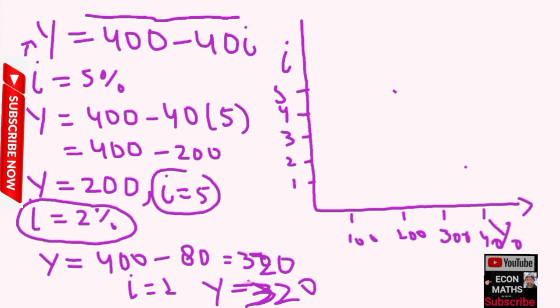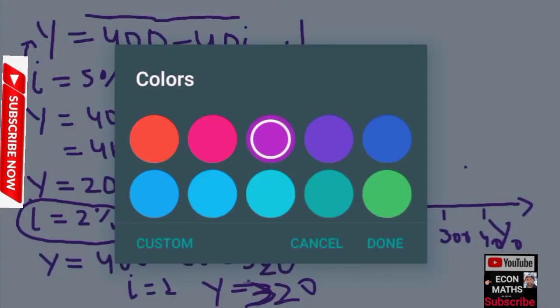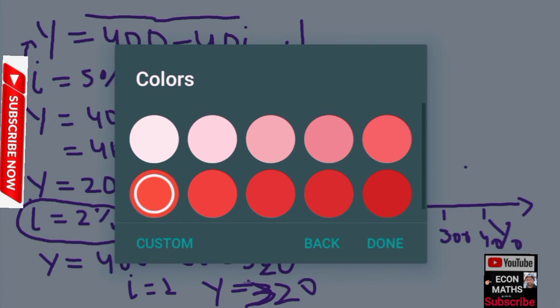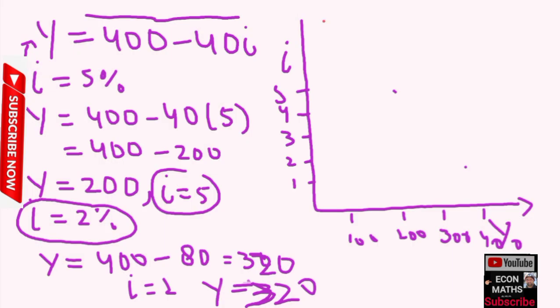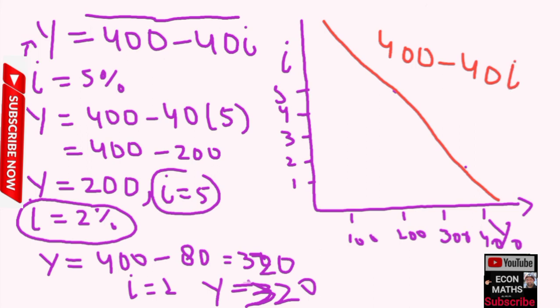Now joining these two points, let us use another color. Joining these two points will give us the IS curve, which is 400 minus 40i. So this is how we graph the IS curve.